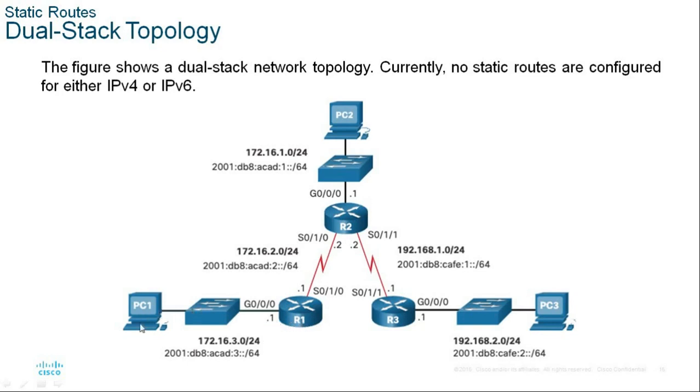For R1, the LAN network here is 172.16.3.0/24. For R2, the LAN network is 172.16.1.0/24. For R3, the LAN is 192.168.2.0/24. The WAN link between R1 and R2 is the 172.16.2.0/24 network. And for the R2 and R3 WAN link, we are going to use the network 192.168.1.0/24. So it is a dual stack topology.